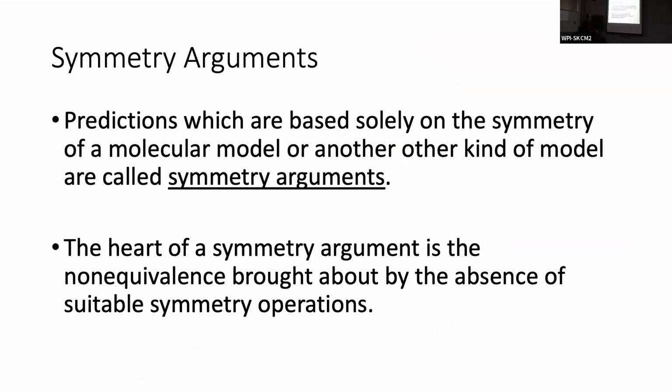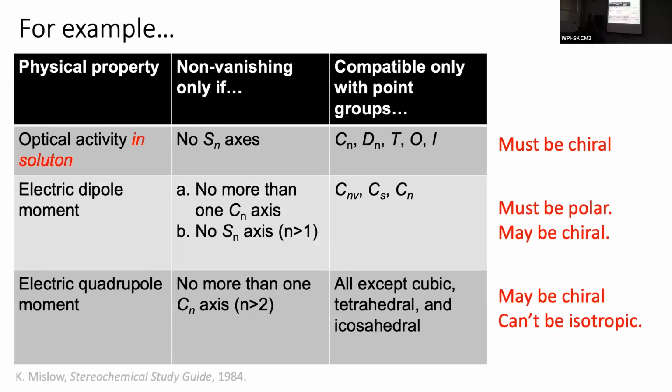Stuff begins to happen. Symmetry arguments are predictions that are based solely on the symmetry of some kind of physical model. And the heart of a symmetry argument is the non-equivalence brought about by the absence of suitable symmetry operations. And so we can say if something is optically active in solution, we know a lot about it.